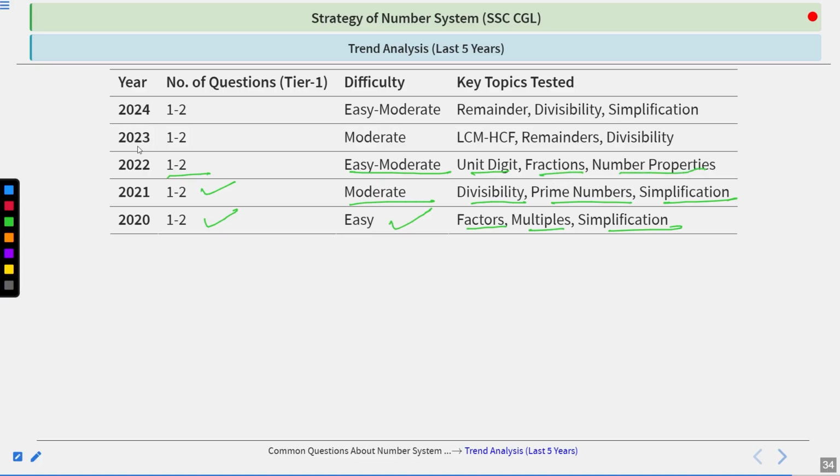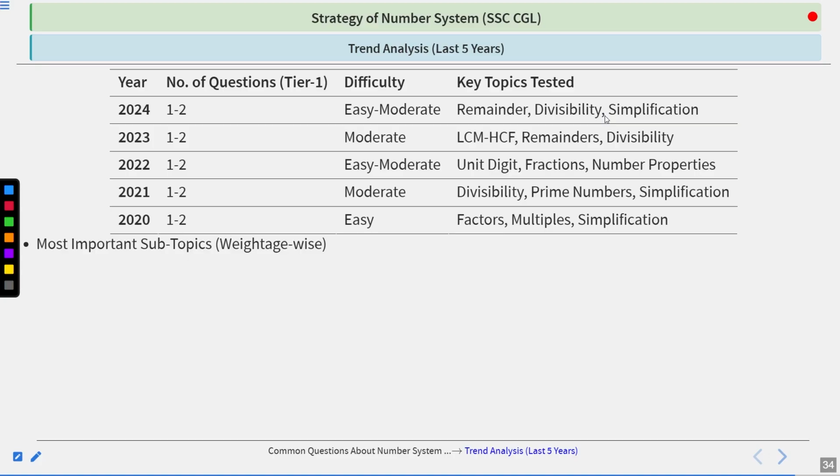In 2023, 1 to 2 questions were asked in Tier 1 exams. We are talking about Tier 1 exams. The level of the questions was moderate, based on HCF, LCM, remainders and divisibility rules. And in the last year, 2024, 1 to 2 questions were asked and the difficulty level was easy to moderate, based on remainders, divisibility rules and simplification.